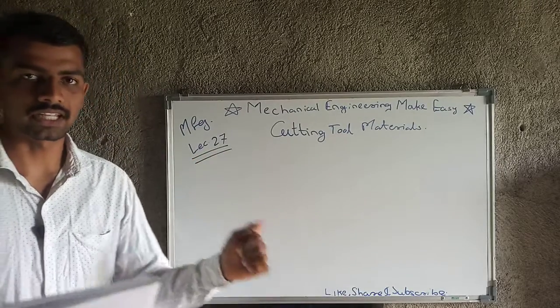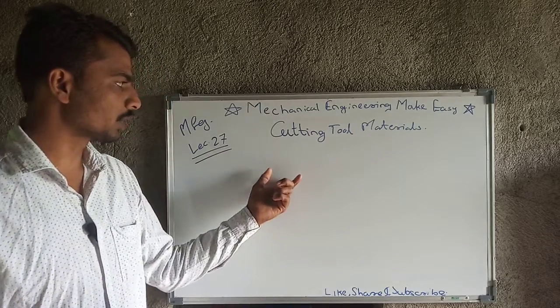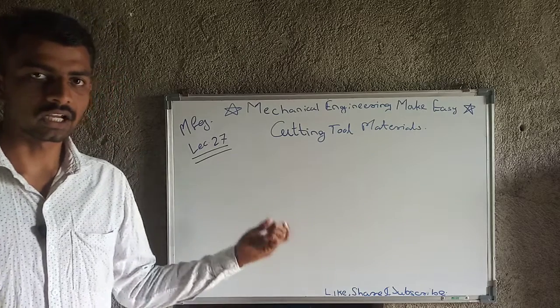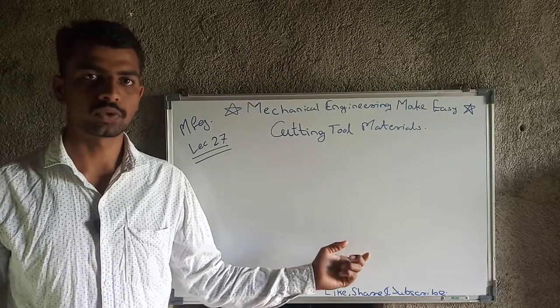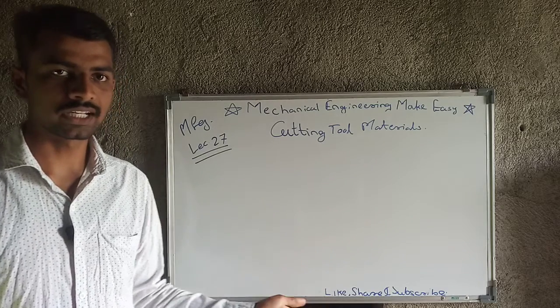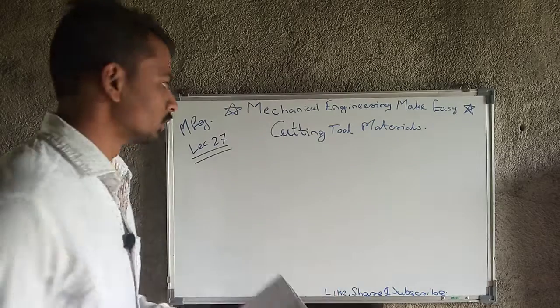This is the 27th lecture, and in the previous lecture I completed the milling machine. In today's lecture we are going to cover the cutting tool materials, and after that the alloying elements and which properties we are going to change with those alloying elements. So watch till the end. I also have some bonus points for you at the end.